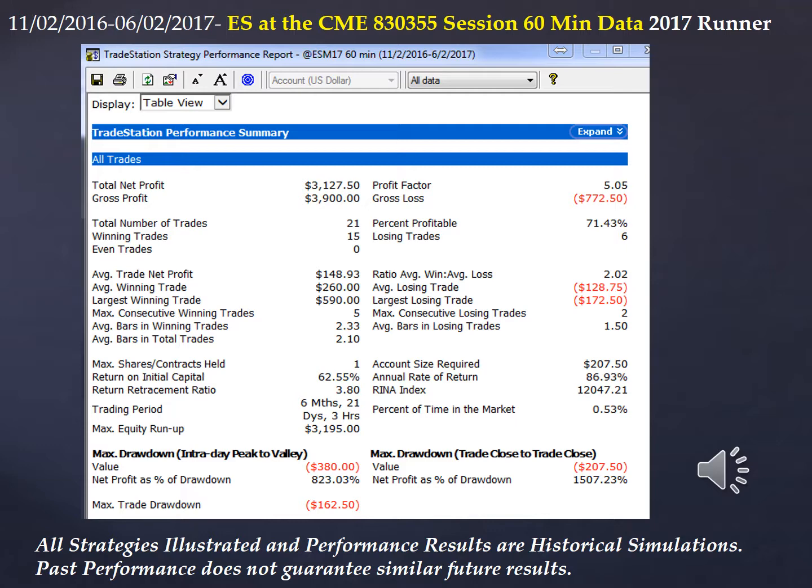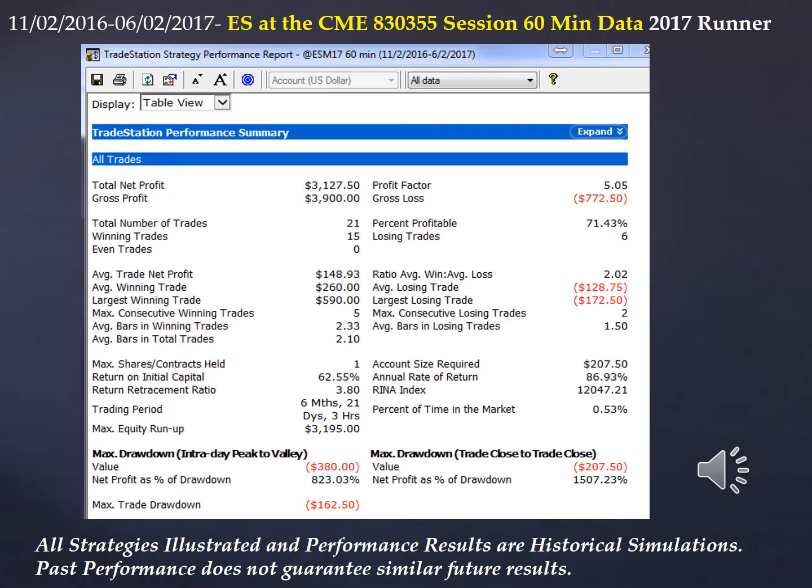Okay, the first slide we're looking at, this is 7 months. All of these records will be 7 months, 60-minute data, and they will be looking at the E-mini S&P, and it's from November 2nd, 2016 to June the 2nd, 2017. You can see that there are 21 trades in this period of time, $3,100 of gain. Profit factor is high at 5.05. You make $2.02 for every dollar you lose, and you're right 71% of the time. Drawdown's a very small 207. Annual rate of return is 86%.